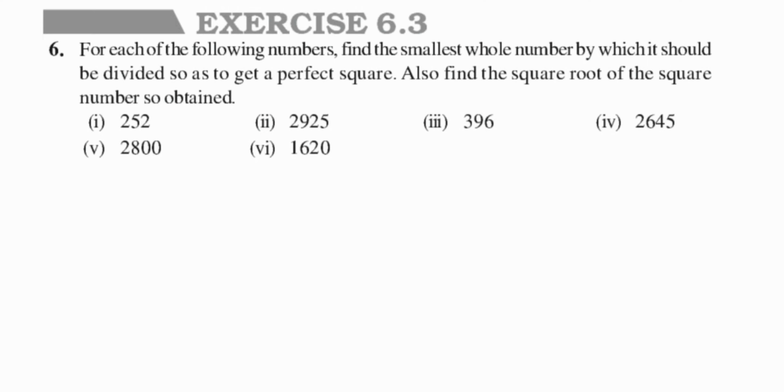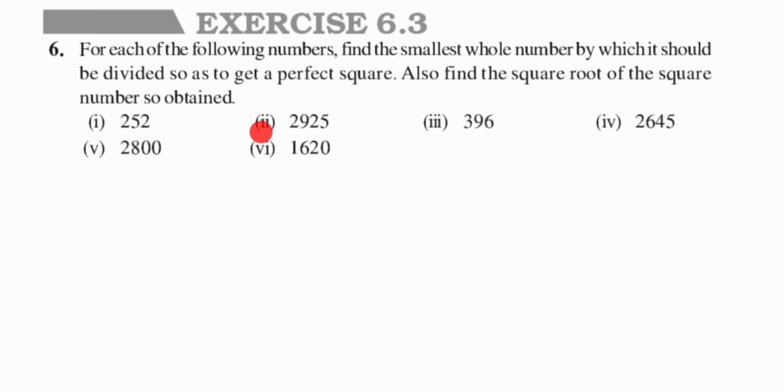Hey everyone, so here I'm doing exercise 6.3, question 6 of square and square root. And the question is, for each of the following numbers, find the smallest whole number by which it should be divided so as to get a perfect square. Also, find the square root of the square number so obtained. We have 6 questions to solve here.